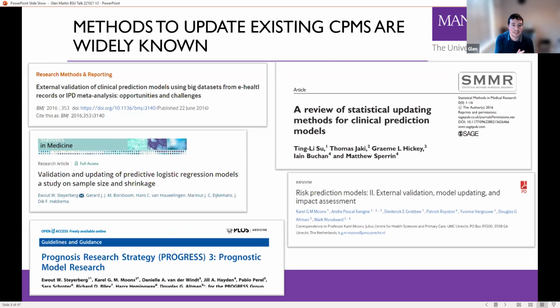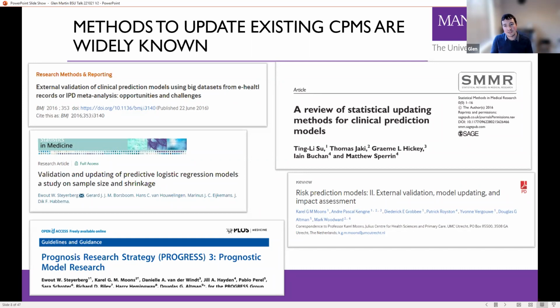So for example, let's say that we have an existing model, we're in a different geographical location, and we find that the existing model systematically over or under predicts risk. So what we could do is apply some of these model updating techniques, which in that case could update the intercept if it was a logistic regression model, for example, or re-estimate the baseline hazard in such a way that the predictions are more accurate and tailored to that local setting.